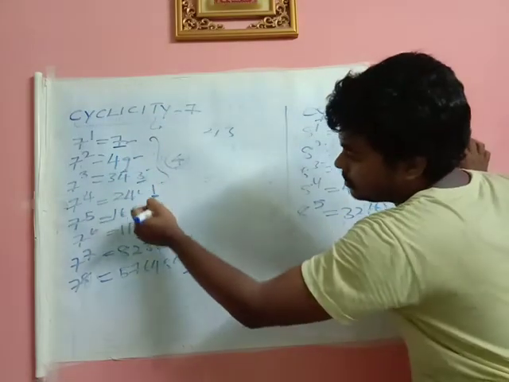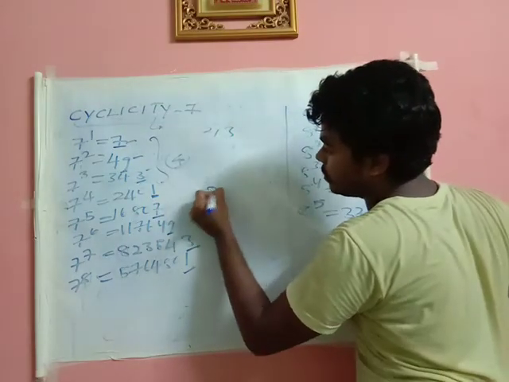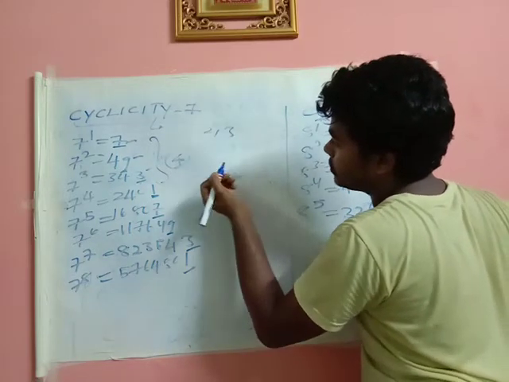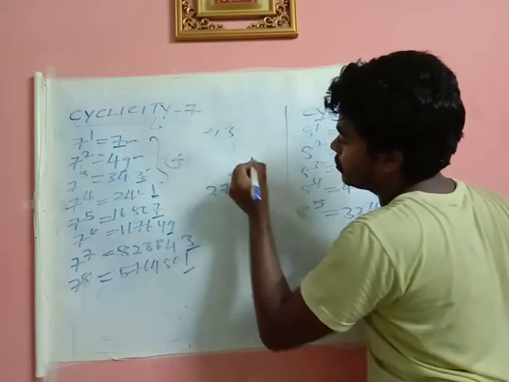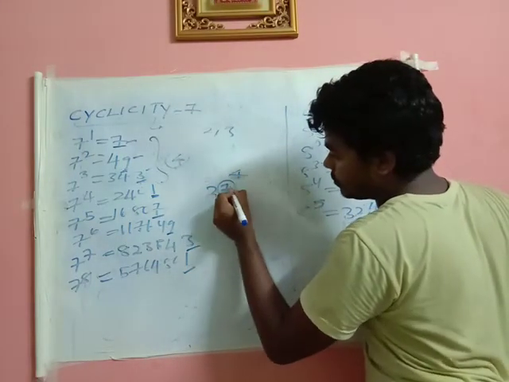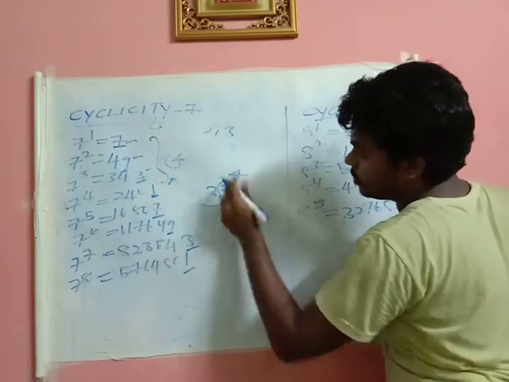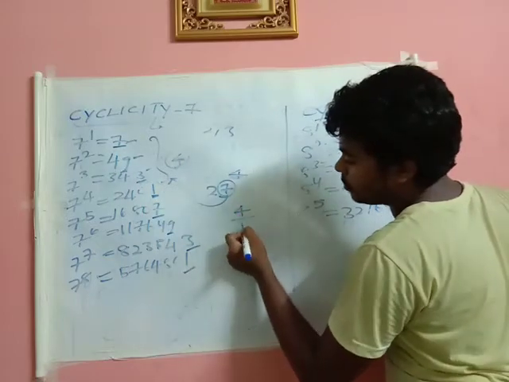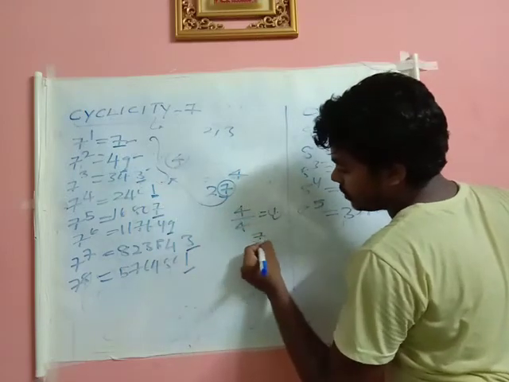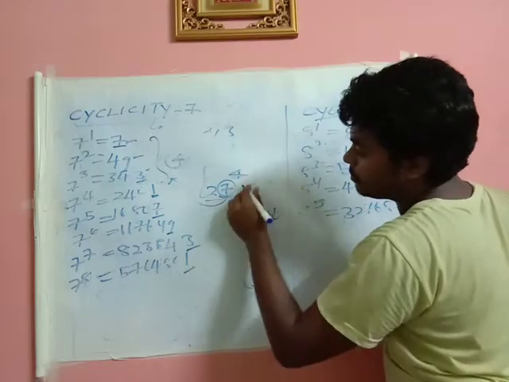See, 7, 9, 3, 1, 7, 9, 3, 1. Now if someone asks you the unit digit of 27 power 4: initially you take the 7, so this belongs to the cyclicity of 7. You take the power 4, and the cycle repeats every 4 intervals. Is 4 by 4 an exact division? Yes, 4 by 4 is 1, which means the cycle repeats 1 time. 7, 9, 3, 1. So what is the last unit digit? 1. So 1 is the unit digit of 27 power 4.